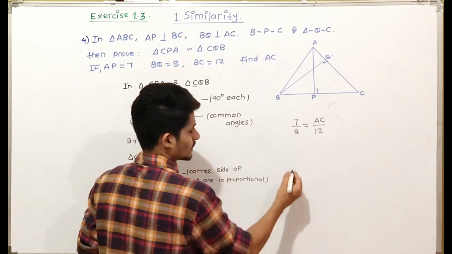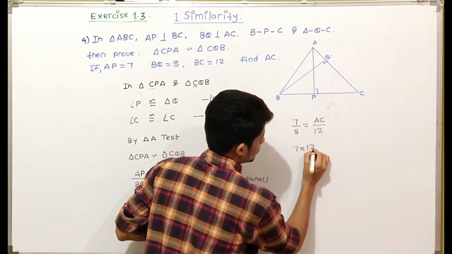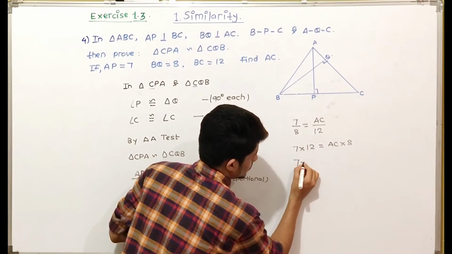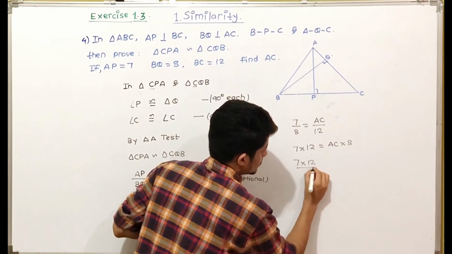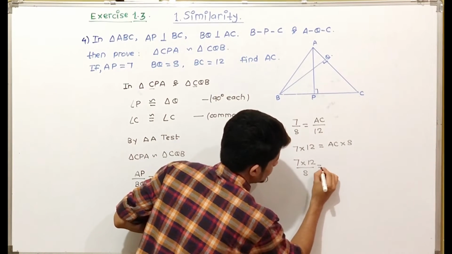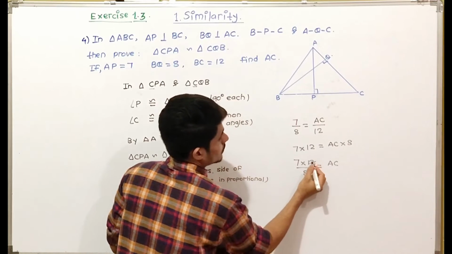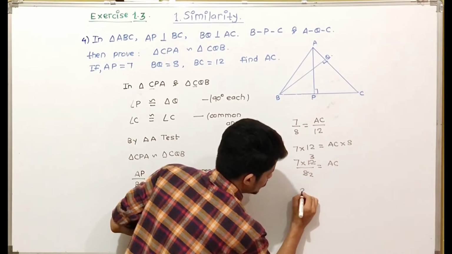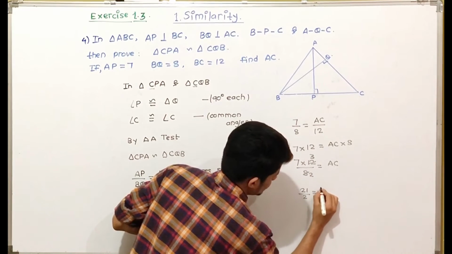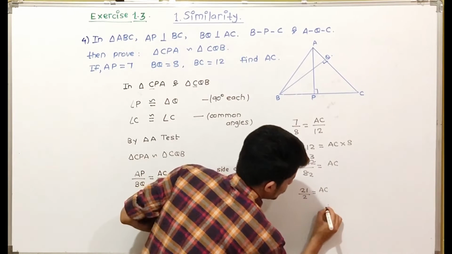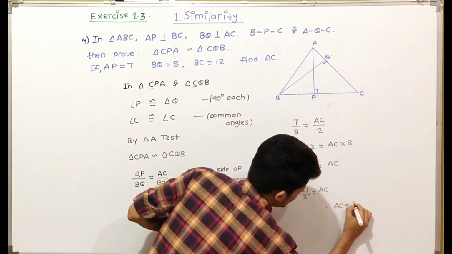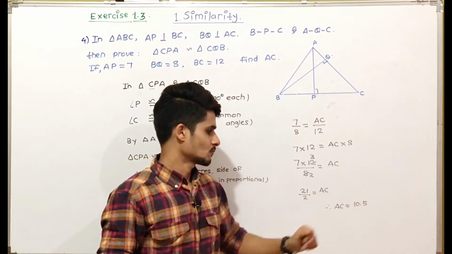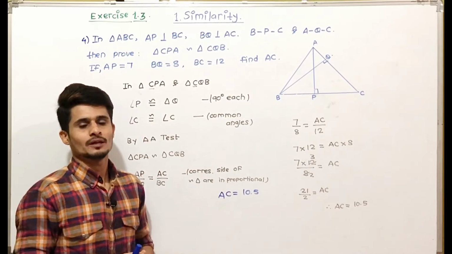So now we'll cross multiply. That is 7 into 12 is equal to AC into 8. 7 into 12, the 8 here is multiplied, it will come here and divide, equals AC. 4 threes are 12, 4 twos are 8, so 7 threes are 21 by 2 equals AC. So the value of AC is 10.5.